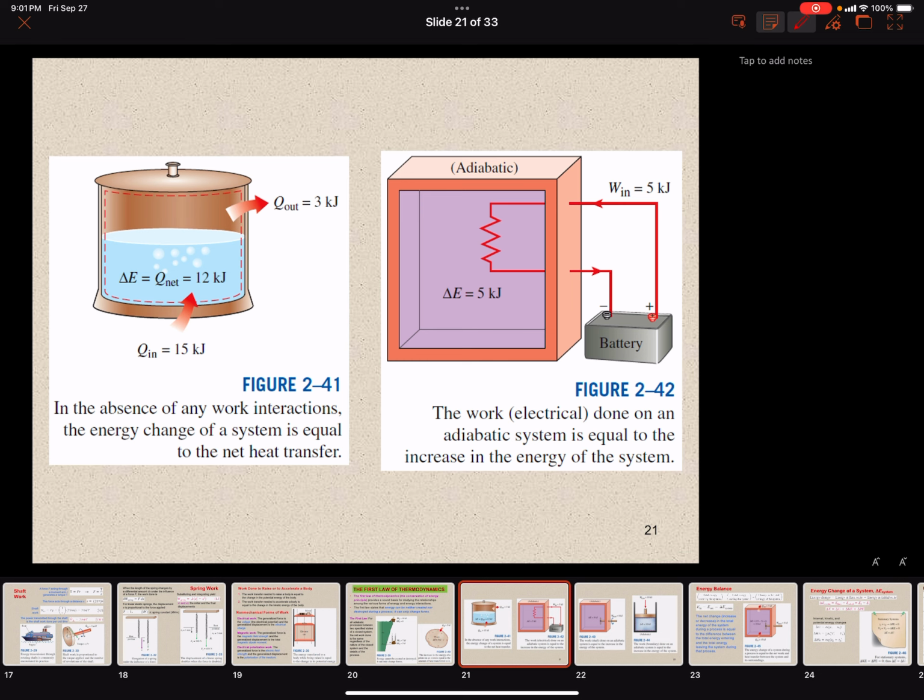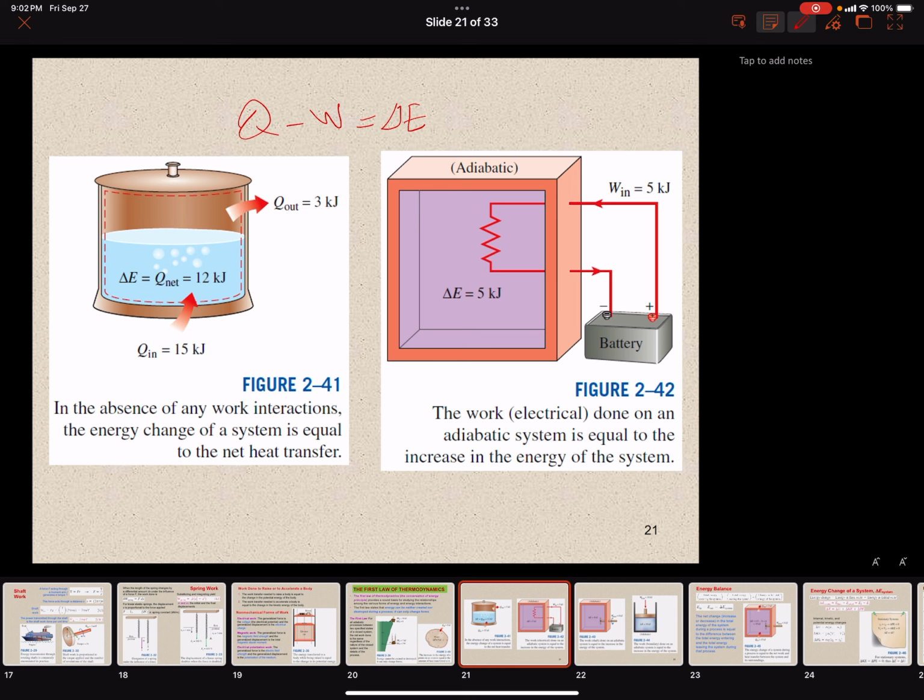Let's look at these figures, and they will explain the law very well. Again, I think I already explained the mathematical form of the first law of thermodynamics, which is Q minus W equals delta E, where Q is the heat transfer, W is the work, and delta E is the change in the total energy.